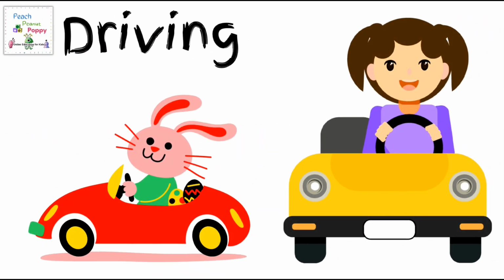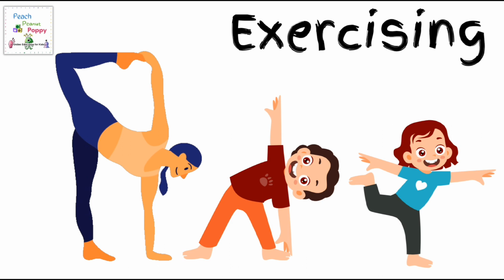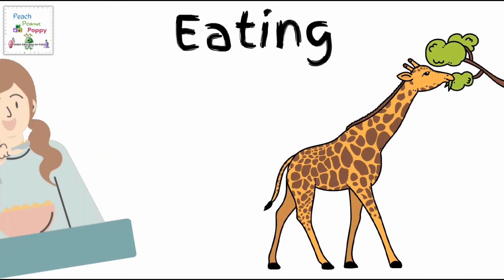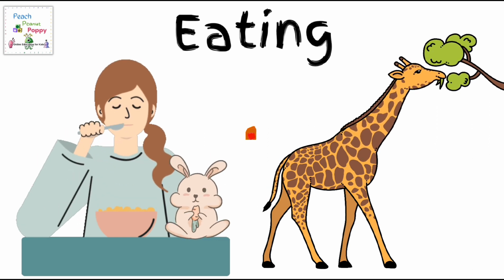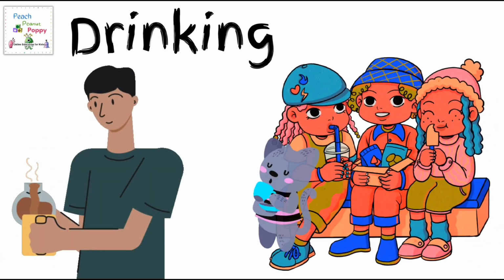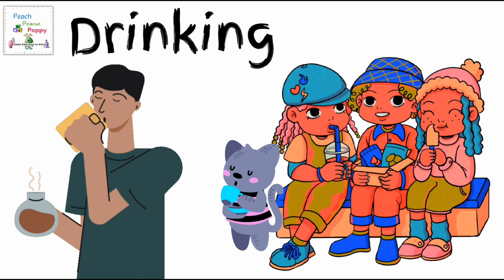The next one is driving. The next one is gardening. Then we have exercising. The next one on our list for the day is eating. And the last action verb we have on our list for the day is drinking.